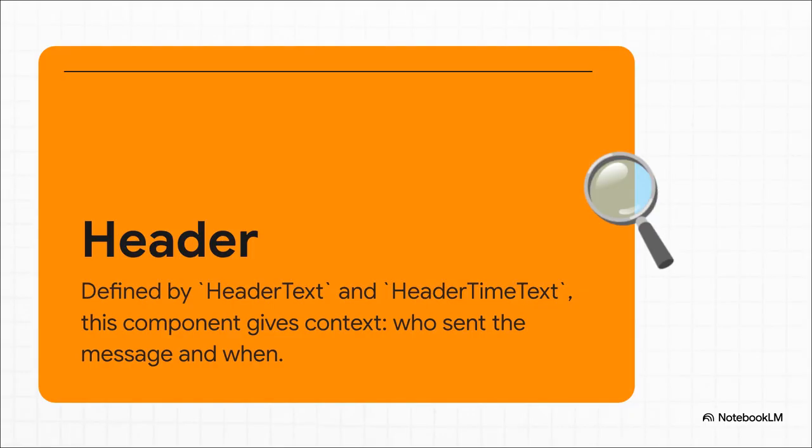Let's just zoom in on that header for a second. Its job sounds simple, but it is absolutely crucial. It tells you who sent this and when they sent it. And the code gives developers really precise control over this with 2 key properties: header text for the name and header time text for that all-important timestamp.